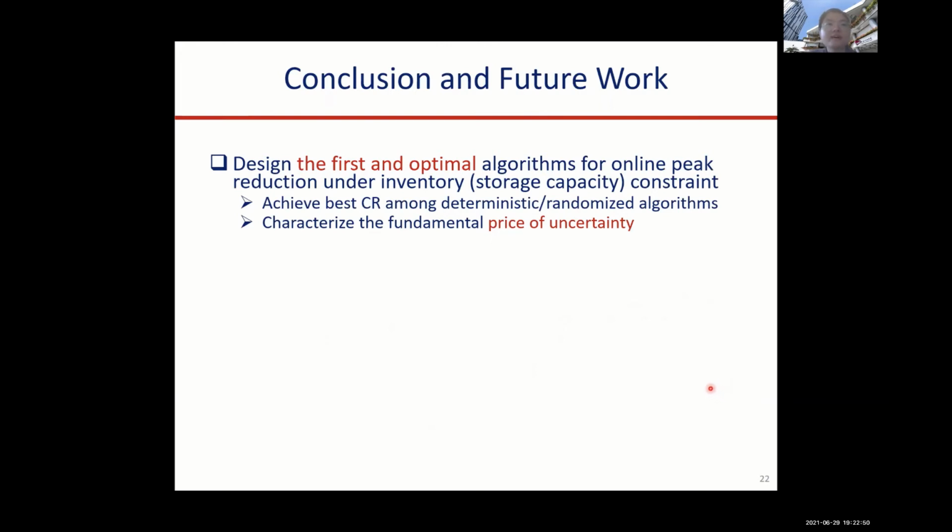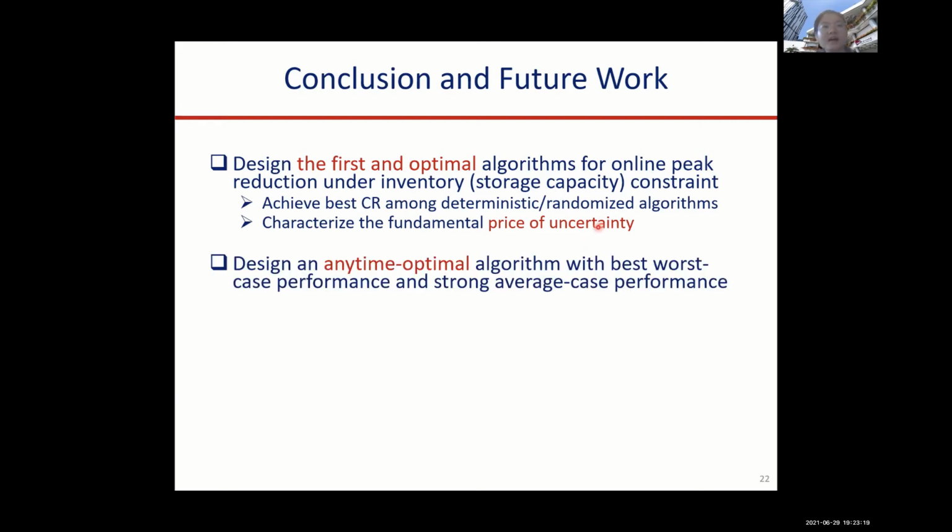In this work, we first designed the fast and optimal algorithms for the online peak demand reduction maximization under inventory constraints. We achieve the best competitive ratio among all deterministic or randomized online algorithms for this problem. We also show that we can characterize the best competitive ratio, also called the fundamental price of uncertainty, in polynomial time. We also design an anytime optimal algorithm with the best worst-case performance and strong average-case performance by adaptively pursuing the best competitive ratio with respect to the residual uncertainty.